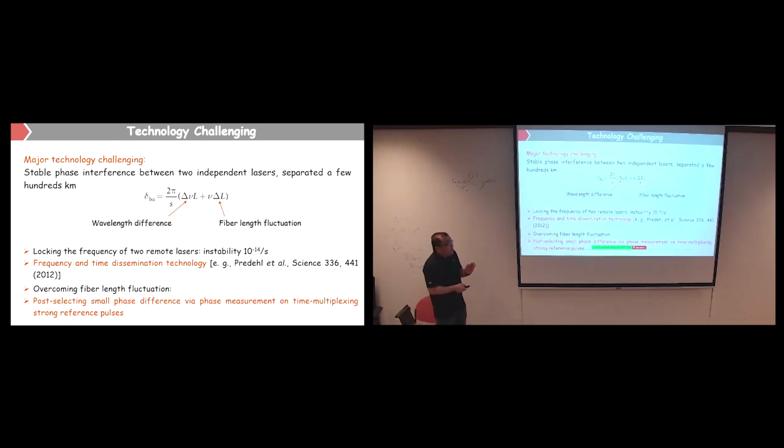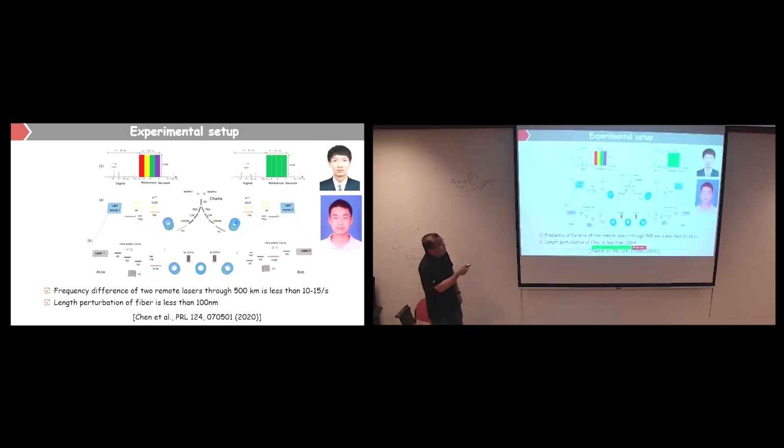The good thing is this has already been done by people working on optical clocks. If they want to compare optical clocks, they want to lock two lasers remotely. This is a paper by the PTB people, already done in 2012. It's a field test. We just adopted this technology into our experiment. The only remaining issue is the fiber length fluctuation. Here is the kind of solution.